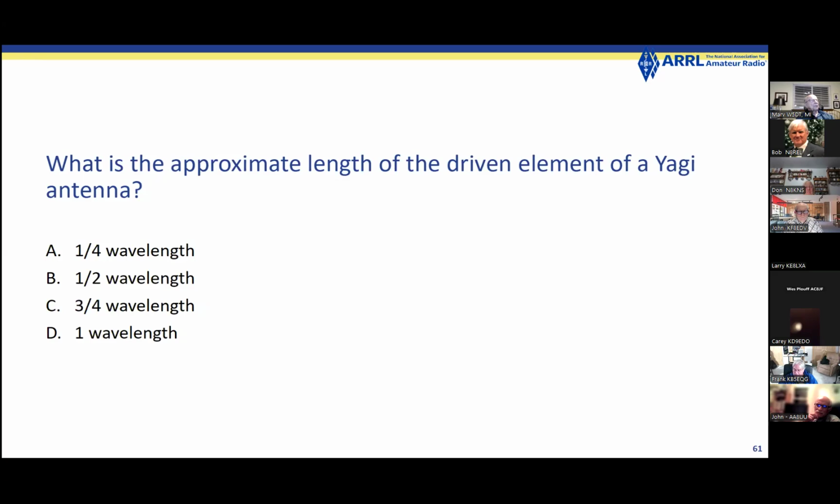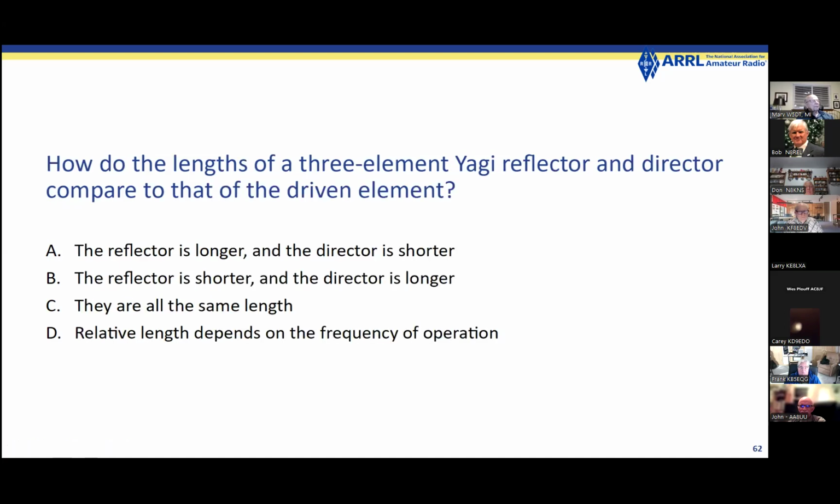What is the approximate length of the driven element of a Yagi antenna? Quarter wavelength, a half wavelength, 3/4 wavelength, a 1 wavelength. B, Baker. Yeah, B, half wavelength.